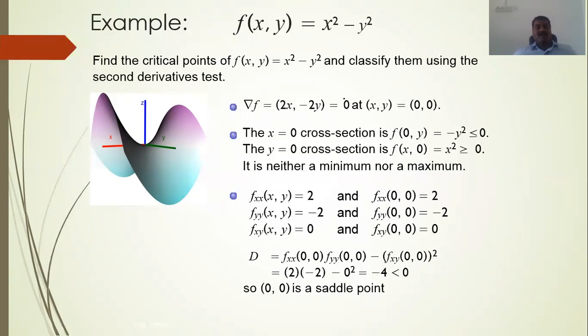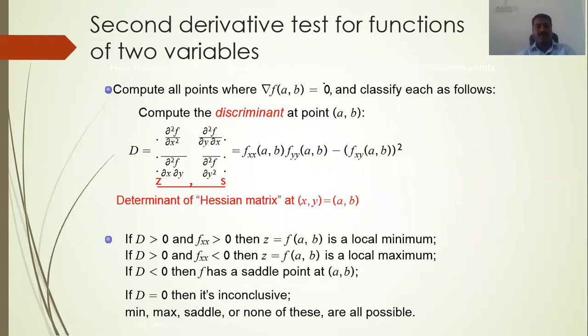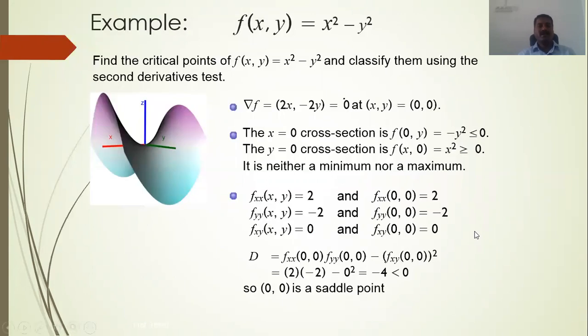So since D is less than 0, here is the algorithm. If D is less than 0, then (0, 0) is a saddle point in this case, right? So that's neither a maximum nor a minimum.